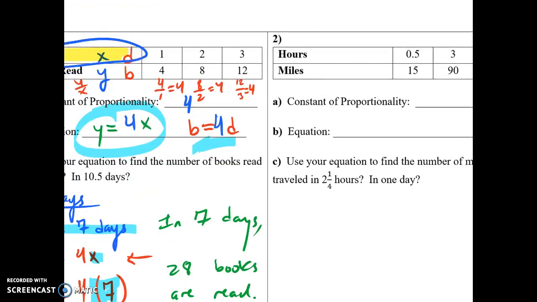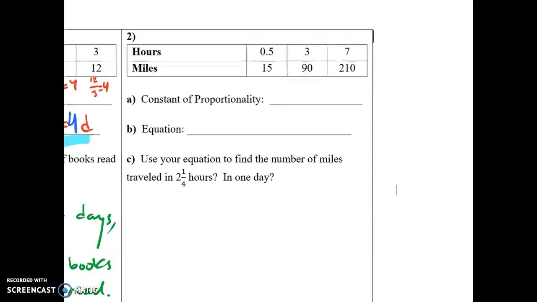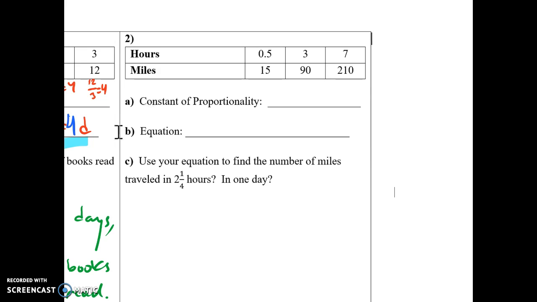Alright, so question 2. We have a table here, miles and hours. If we were explaining what this table actually means, we could say that for every 0.5 hours, for every half hour, we go 15 miles. For every 3 hours, we go 90 miles, and so on.